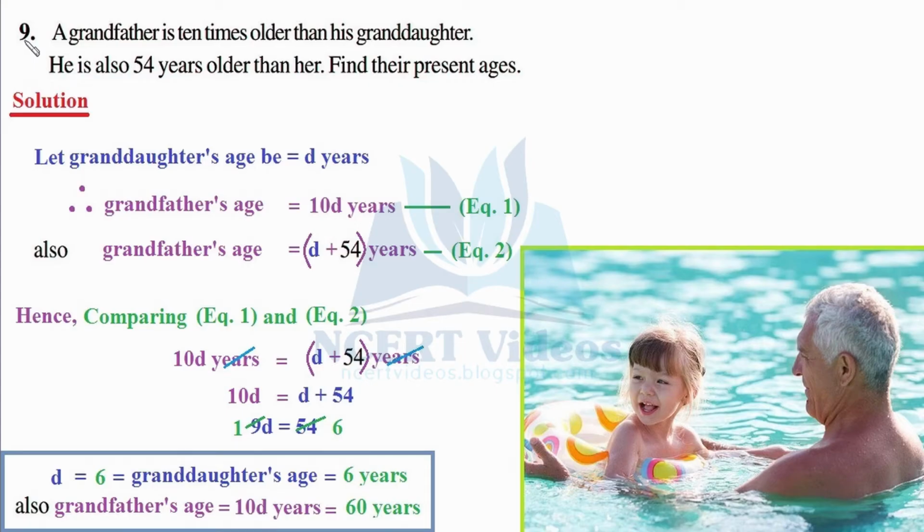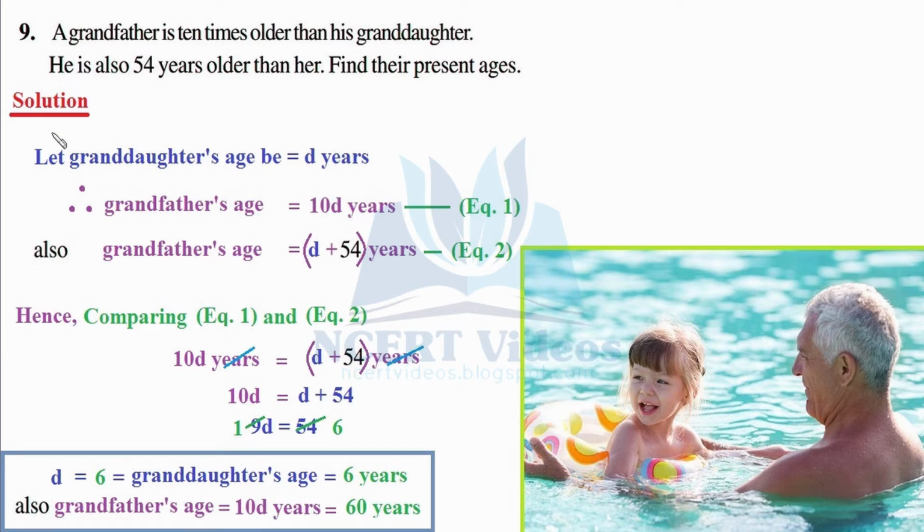Question number 9, exercise 2.4, chapter 2, mathematics class 8th, linear equations in one variable. A grandfather is 10 times older than his granddaughter. He is also 54 years older than her. Find their present ages. This question is very simple.